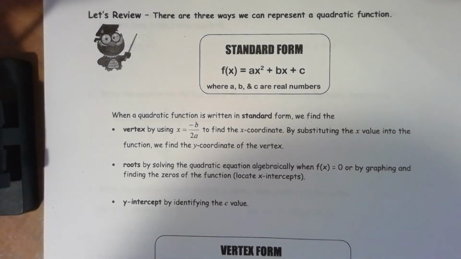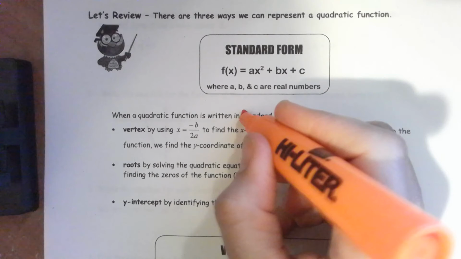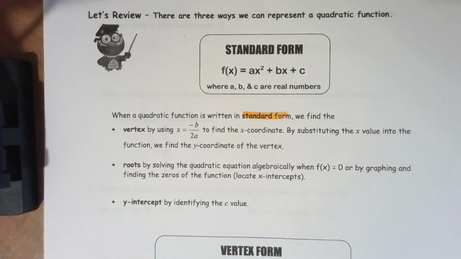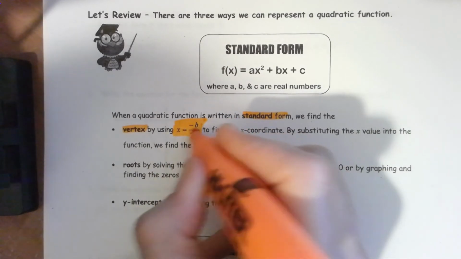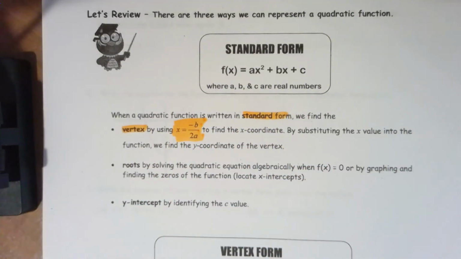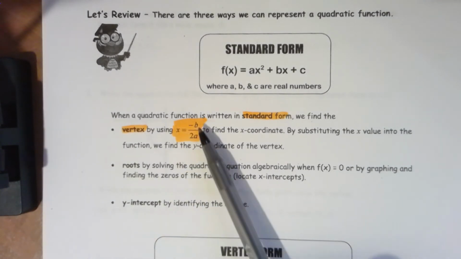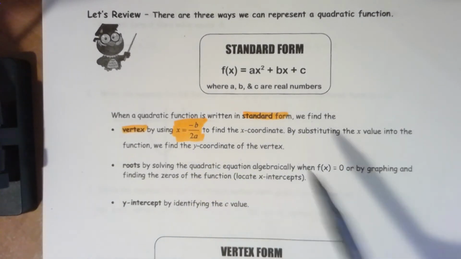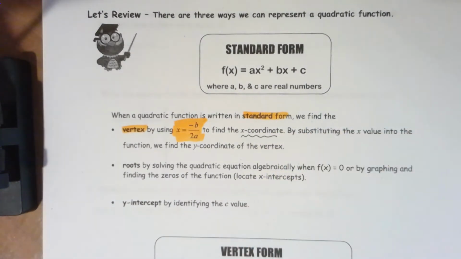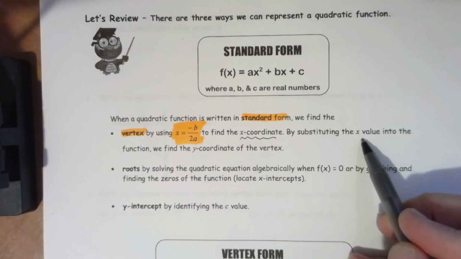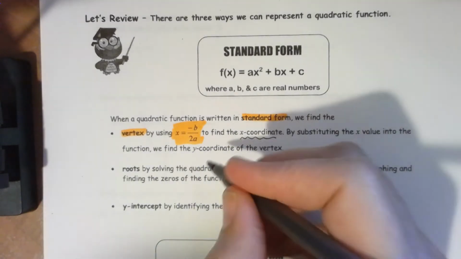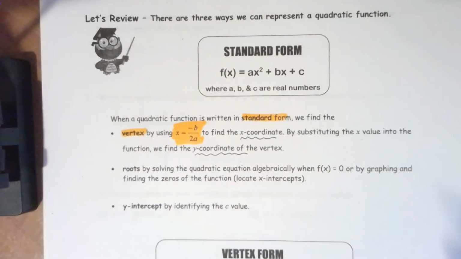When the quadratic function is written in standard form, we're going to find the vertex by using the formula x equals -b/2a. If you remember, that's the part of the quadratic formula that's not underneath the radical sign. By using x equals -b/2a, we can find the x-coordinate. Once we find the x-coordinate, we substitute that x value into the function, and we can find the y-coordinate of the vertex.